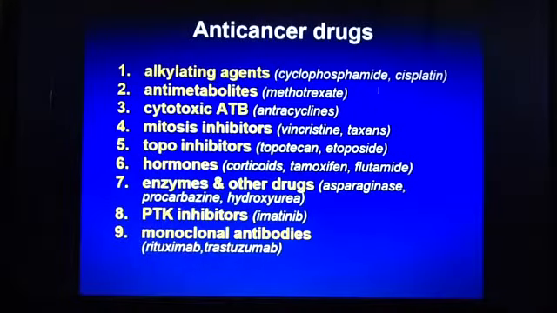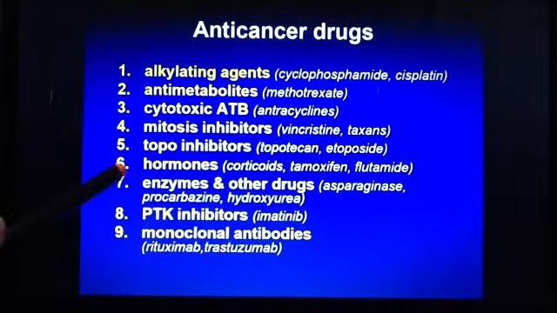Moving on, so talking about the anti-cancer drugs, there are 9 we're going to talk about today. The first one is the alkylating agents such as cyclophosphamide and cisplatin. 2. Antimetabolites, methotrexate. 3. Cytotoxic antibiotics, which are the anthracyclines. And 4. Mitosis inhibitors, vincristine and the taxanes. And 5. The topoisomerase inhibitors 1 and 2, topotecan and etoposide.